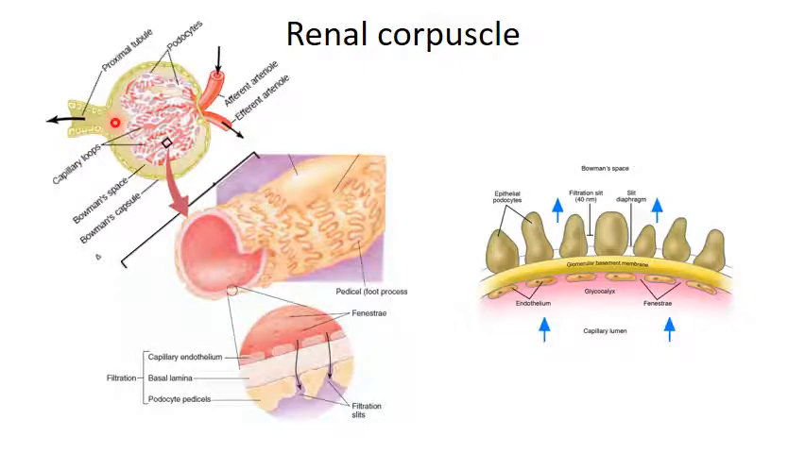The renal tubule is connected to the Bowman's capsule at a site which is called the urinary pole. Okay, so this end of Bowman's capsule to which the renal tubule is connected is called the urinary pole, whereas the side of Bowman's capsule where the afferent arteriole enters the Bowman's capsule and the efferent arteriole leaves is called the vascular pole.